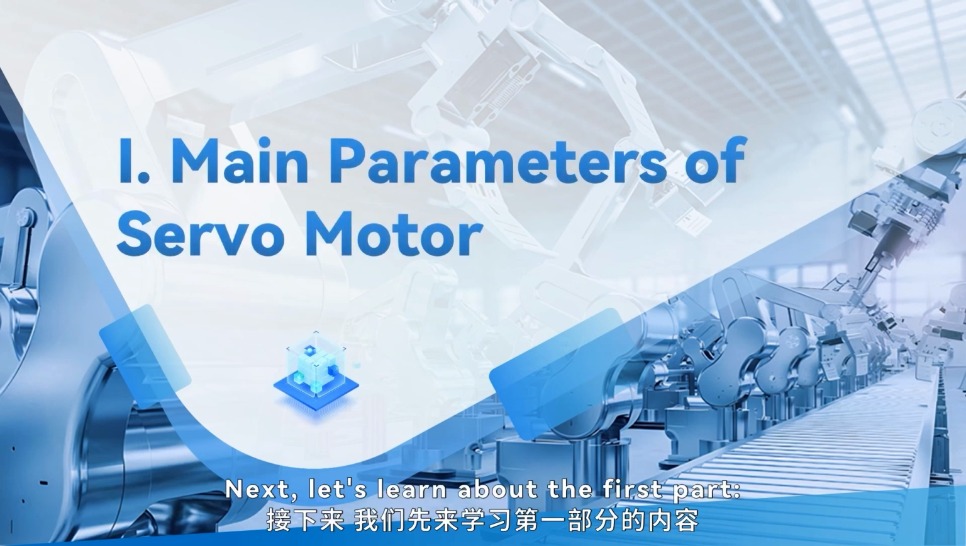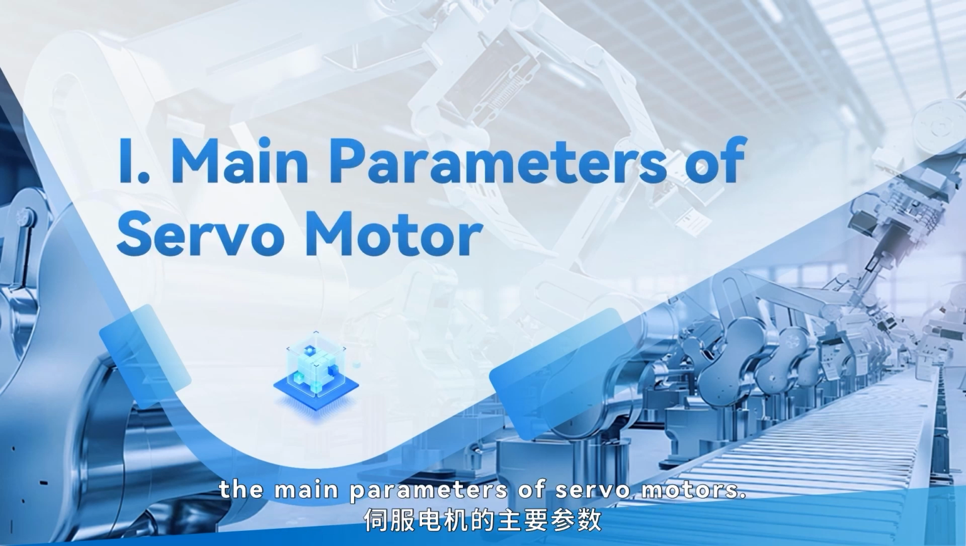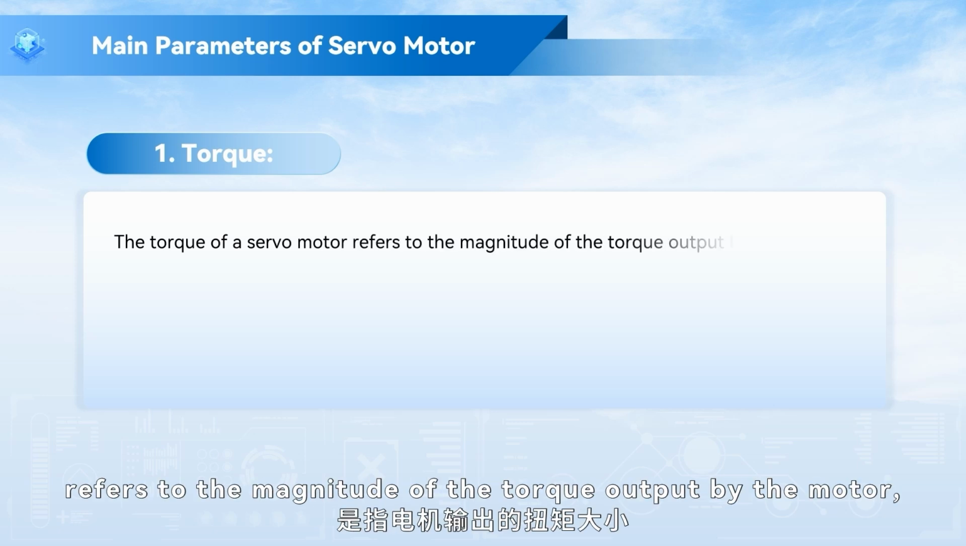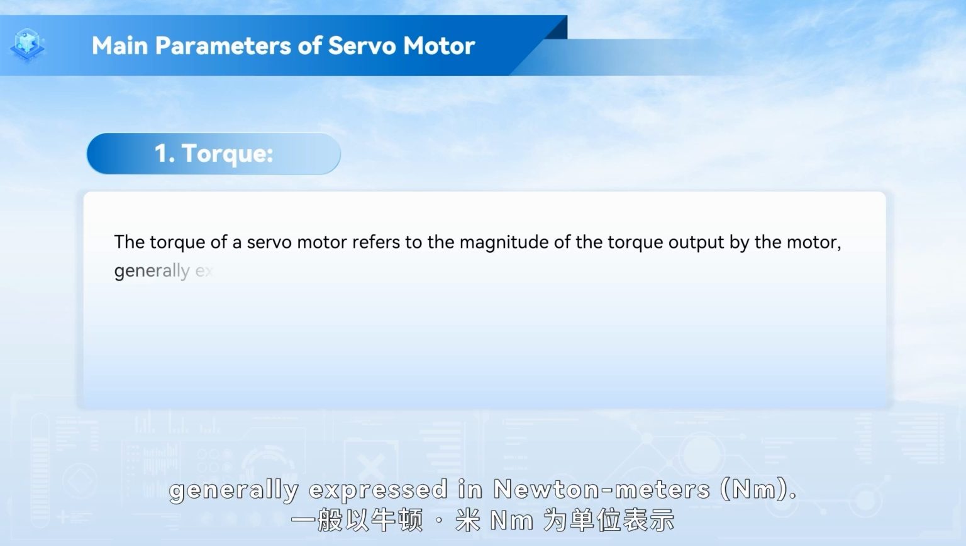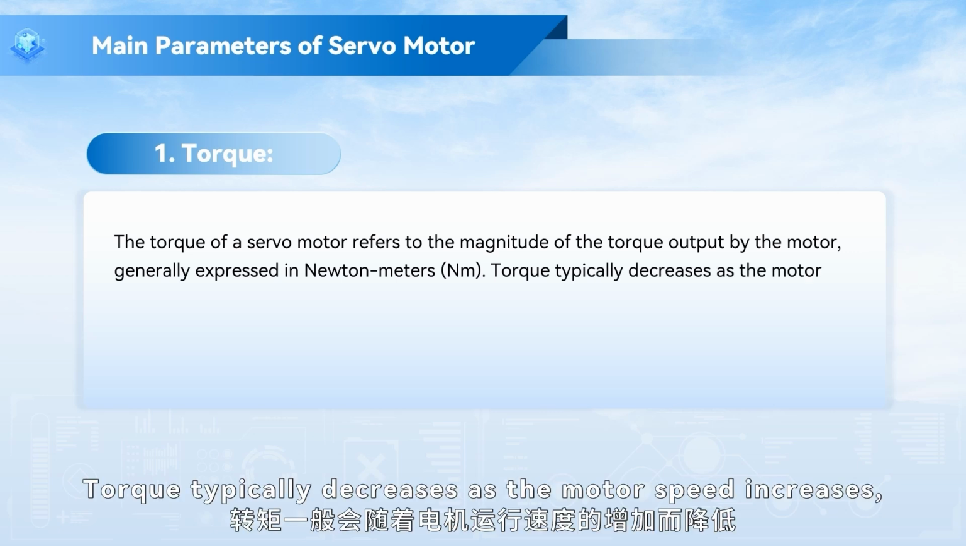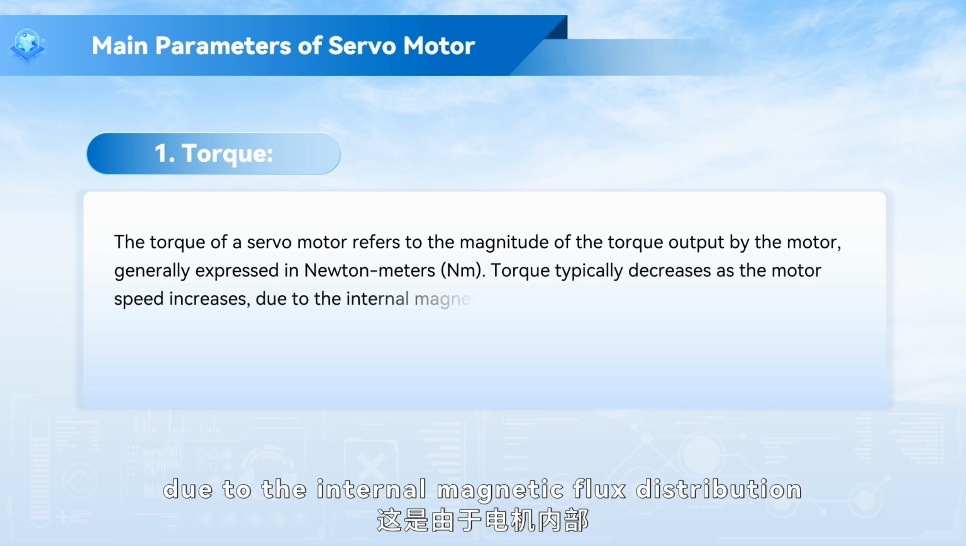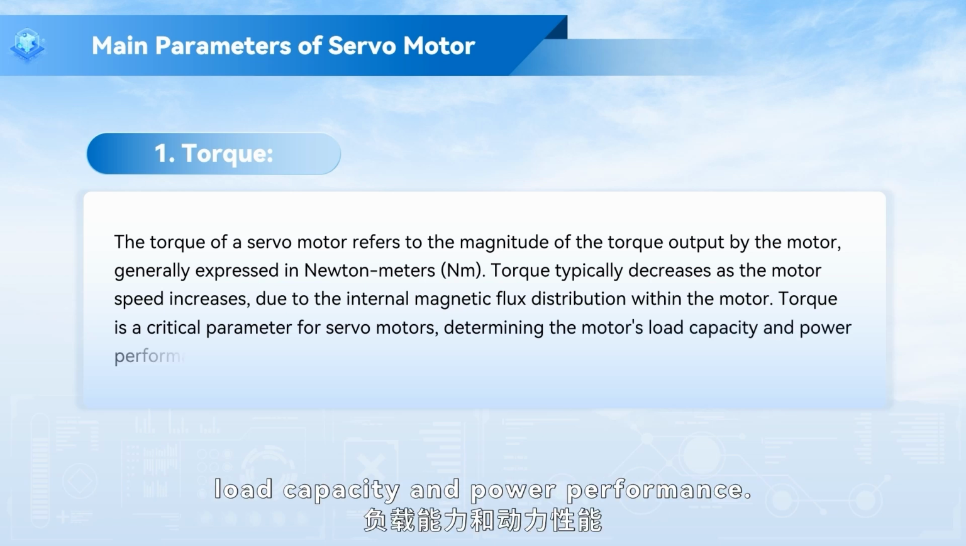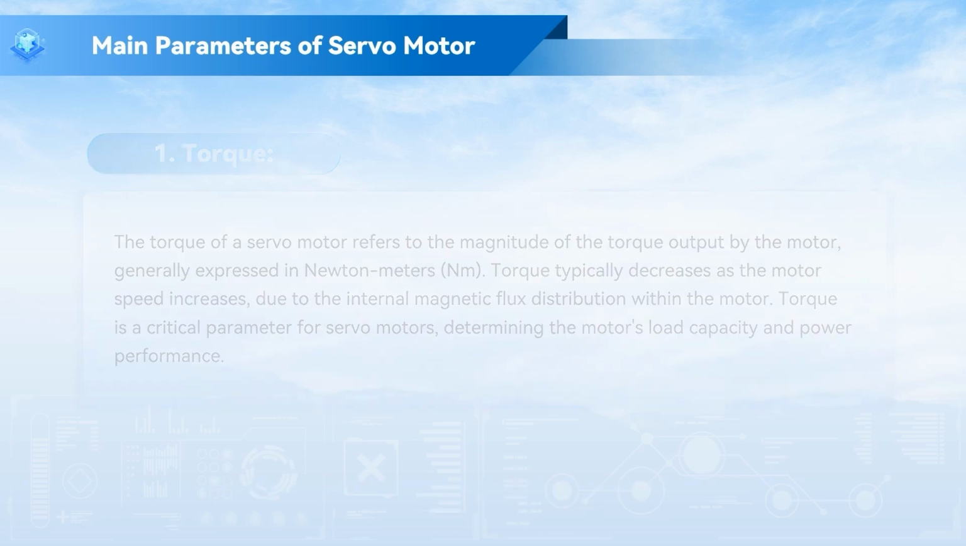Next, let's learn about the first part, the main parameters of servo motors. 1. Torque. The torque of a servo motor refers to the magnitude of the torque output by the motor, generally expressed in Newton meters, N·m. Torque typically decreases as the motor speed increases, due to the internal magnetic flux distribution within the motor. Torque is a critical parameter for servo motors, determining the motor's load capacity and power performance.